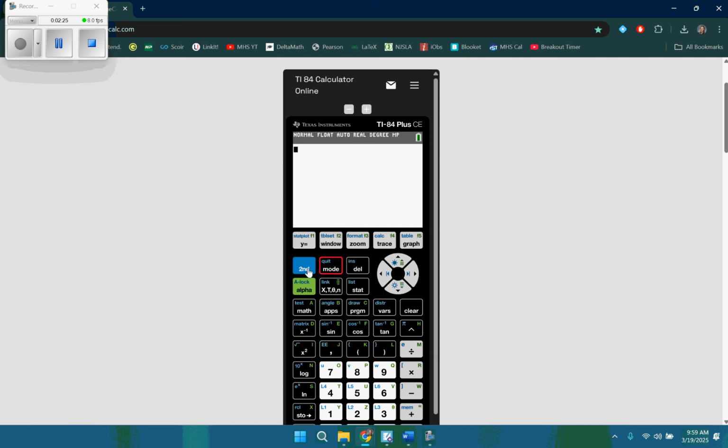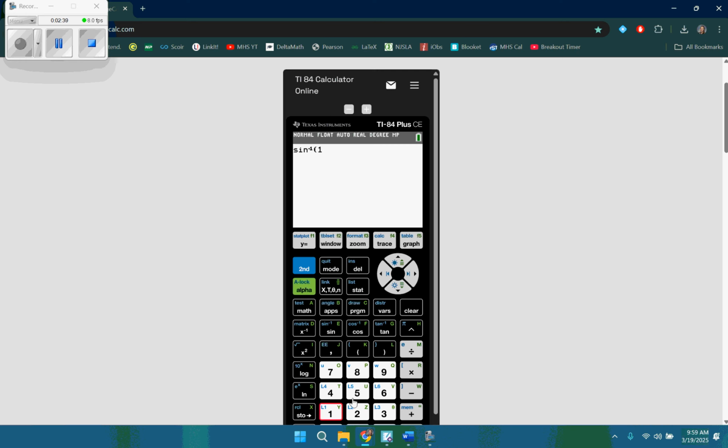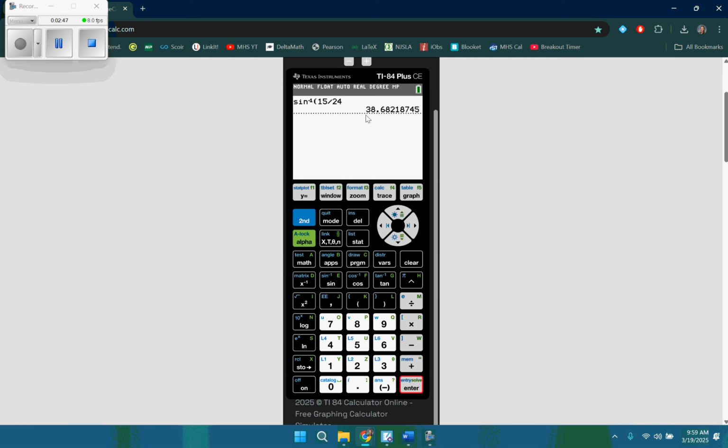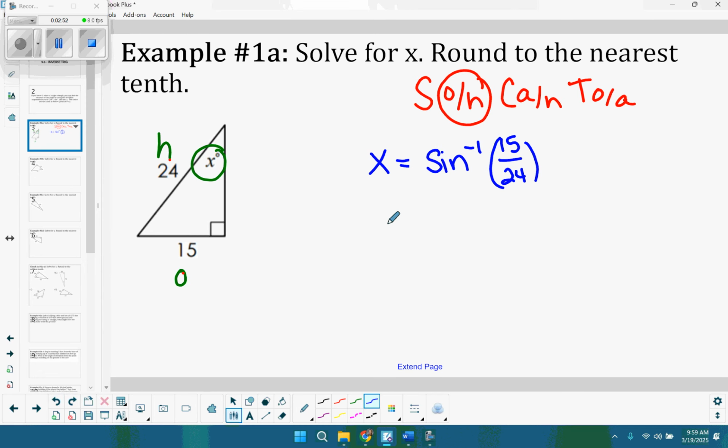And I want to find the inverse sine. So I'm going to hit second, sine, and now I have the sine with the -1, and let's make sure I'm doing 15 over 24, so 15 divided by 24, enter. So I get 38.7. So x equals 38.7. And it's an angle, so if we want to say degrees, we can. And that's all there is to this problem.